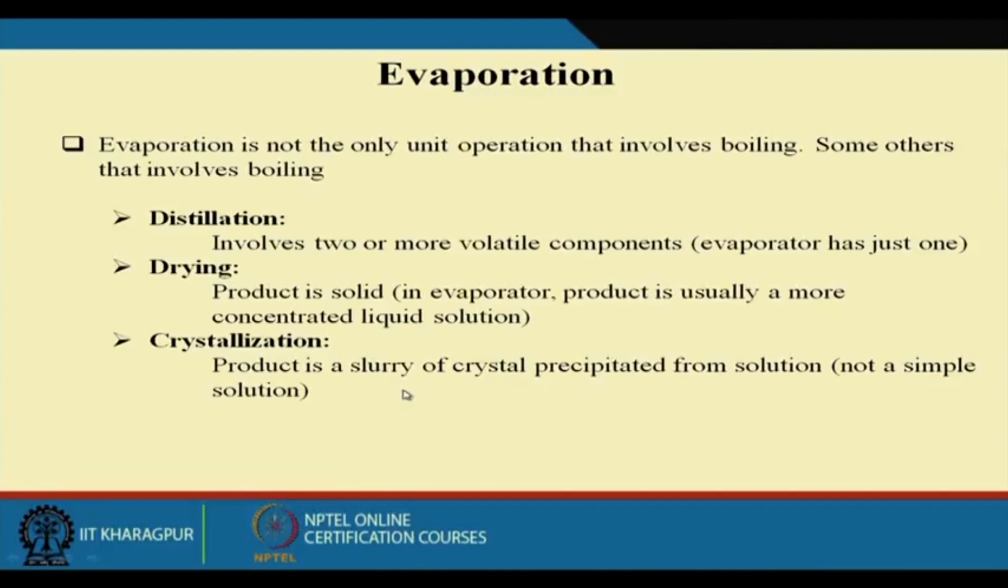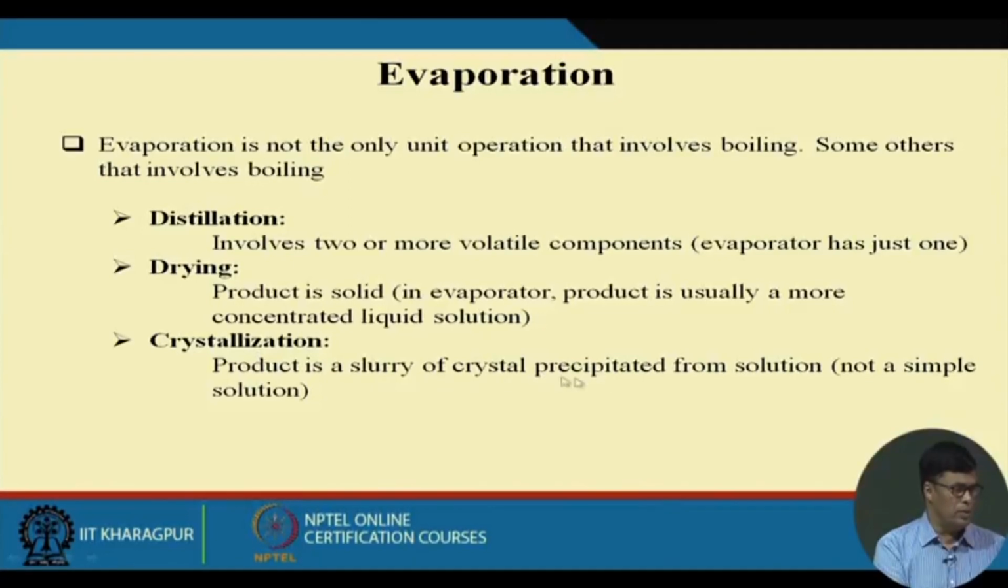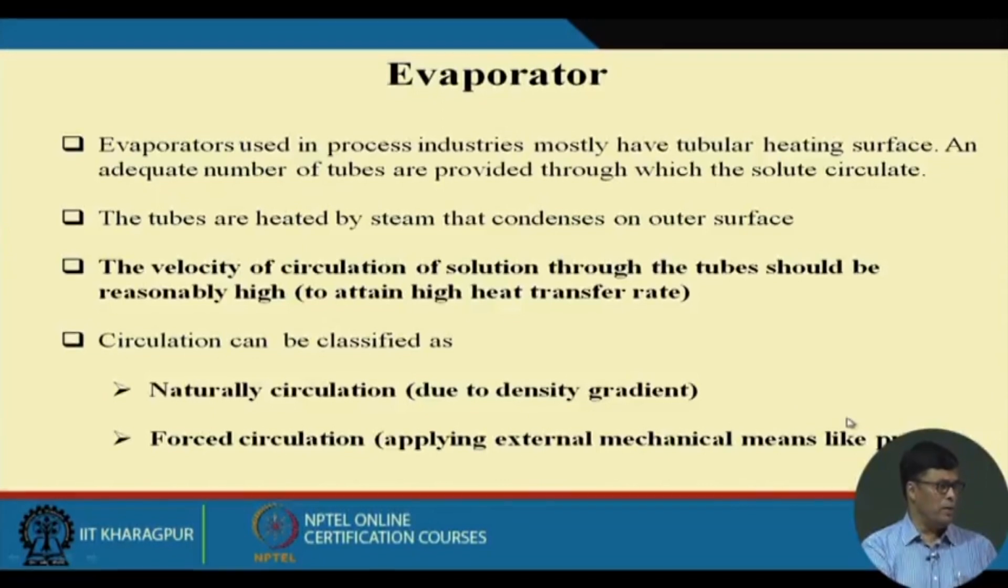Now evaporation can be compared with different processes. Distillation involves two or more volatile components. In drying, the product is solid, while in evaporation the product is usually a more concentrated liquid. In crystallization, the product is a slurry, with crystals precipitated from the solution. So, evaporators are used in the process industry, and there are different types of evaporator.